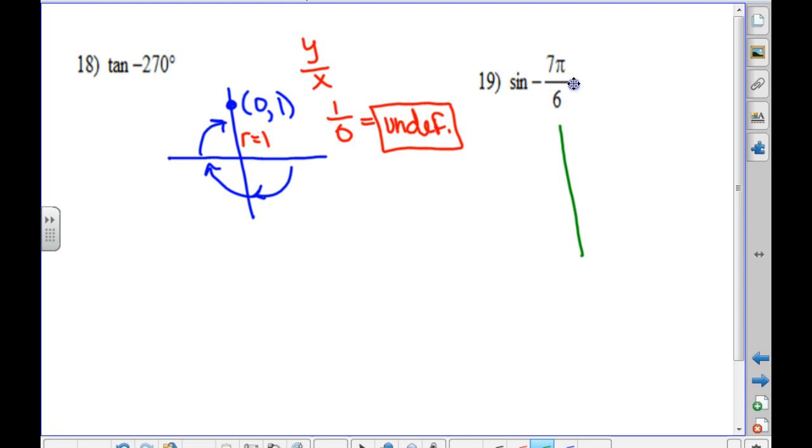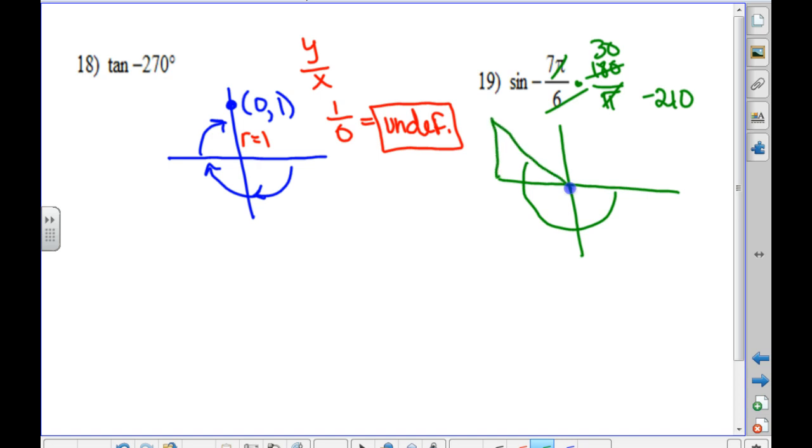All right, last one of these. Negative 7 pi over 6. Okay, if you hate radians, pi cancels. 6 goes in here 30 times, so negative 7 times 30 is negative 210. Did I do that right? Going all the way around this way, we wind up in quadrant 2. How far past 180 did we go? 30 degrees. So we have a 30, 60, 90.